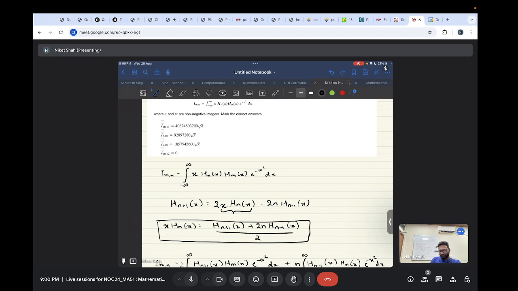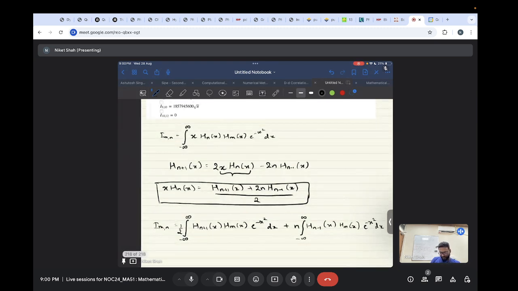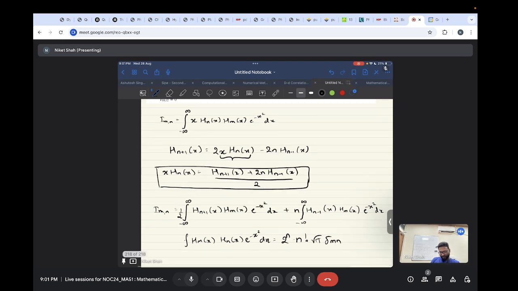Okay, so looking at this, one thing you can say for sure is that, by the way, these normalization relations are also very standard. We know what we get for n comma m. Basically, the integral of Hm(x) Hn(x) e raised to power minus x square dx is simply 2 raised to power n into n factorial square root of pi delta mn, of course. If m is not equal to n, then this becomes 0.